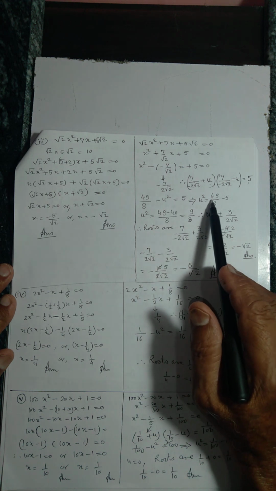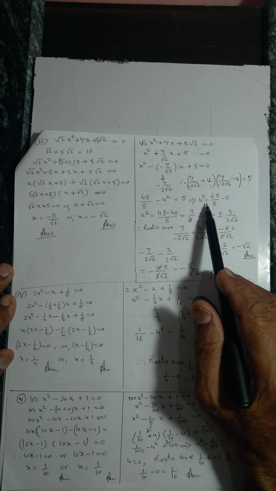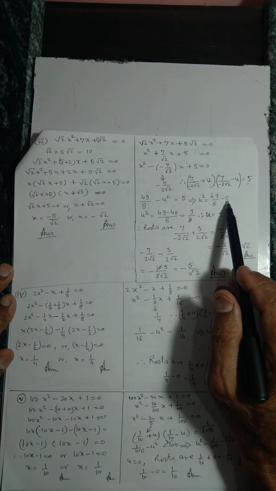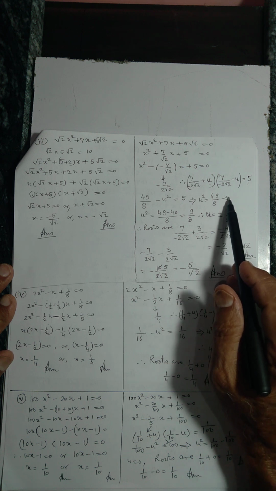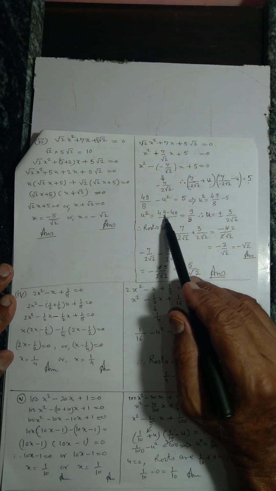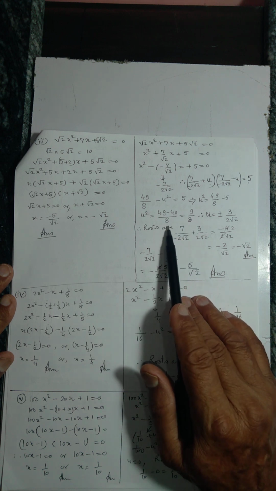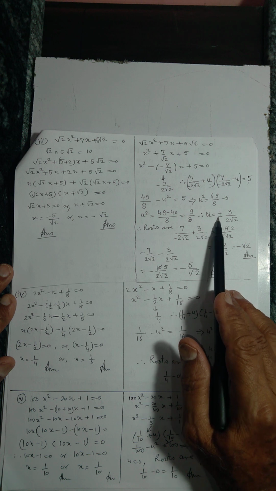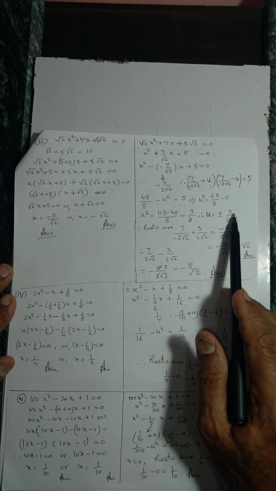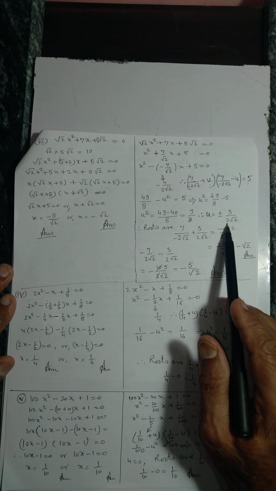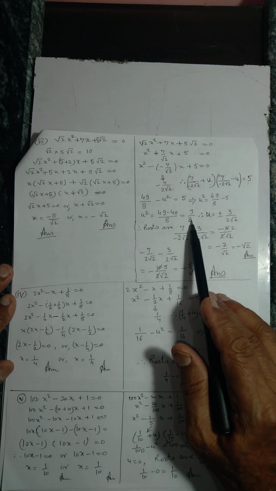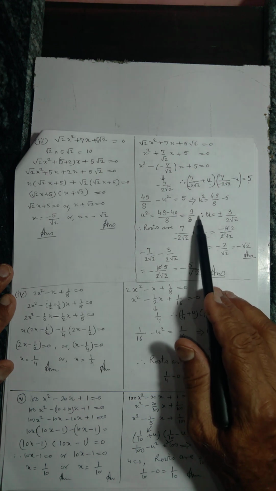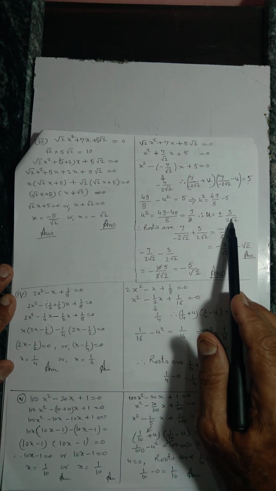Now transpose this 5 to this side. You will get u square is equal to 49 by 8 minus 5. So 8 5s are 40, I have written here. You see, u square is equal to 49 minus 40 by 8, that is 9 by 8. Therefore, u will be equal to plus minus 3 upon 2 root 2, means square root of 8 is 2 root 2 and square root of 9 is 3. Here plus minus, I have mentioned it.